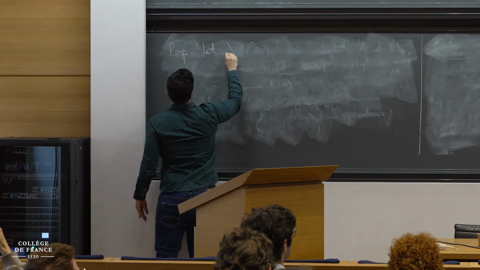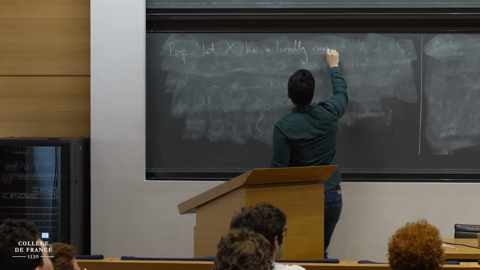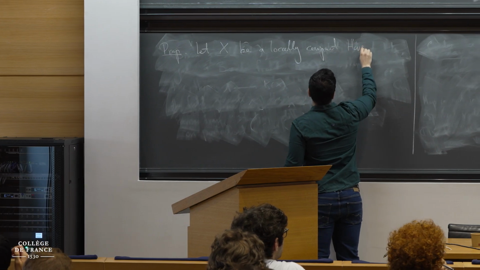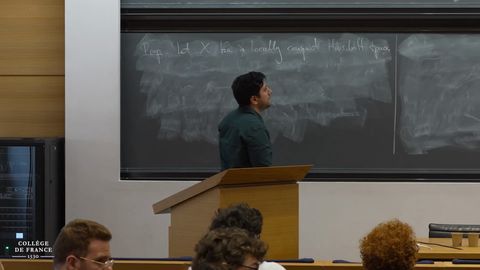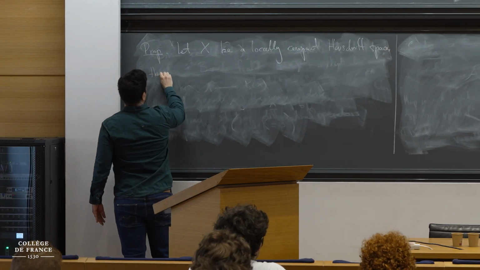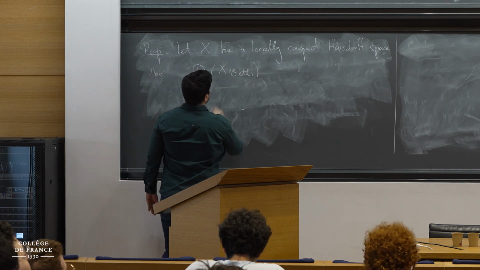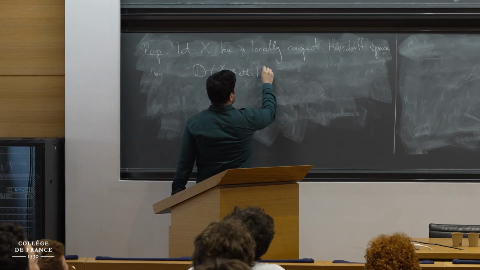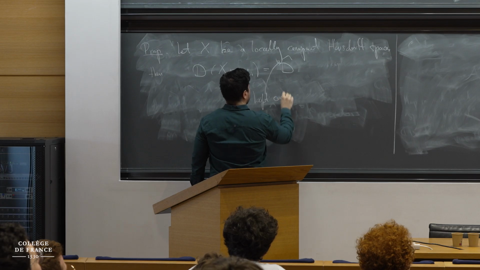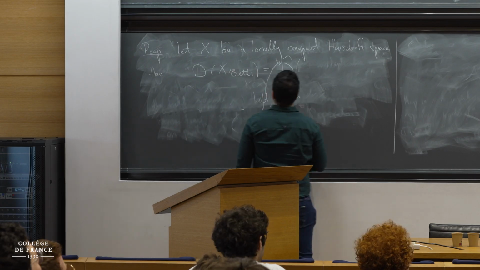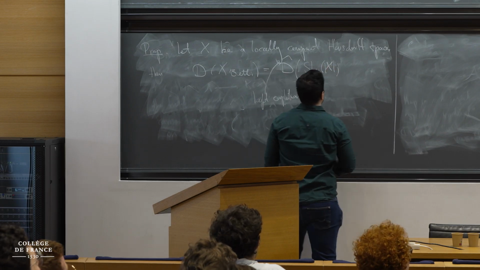So let X be a locally compact Hausdorff space. There could be some kind of light assumptions. Let me ignore this. Then this category of X Betty, the right category of X Betty, this quasi-coherent sheaves on X Betty, is just the same as this kind of left completion of the abelian category of just sheaves on the underlying topological space valued in solid QP vector spaces.